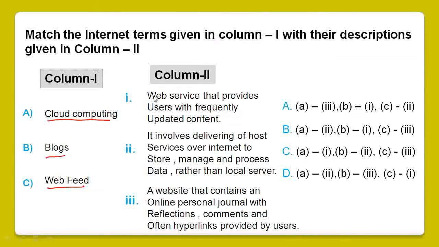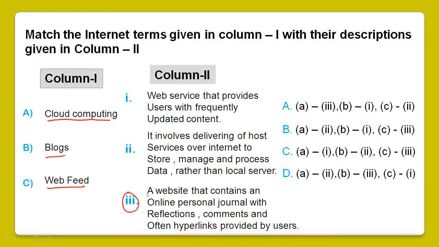If we read the statements properly, the first statement says: web service that provides users with frequently updated content. It involves delivering a host of services over the internet to store, manage and process data rather than a local server. A website that contains an online personal journal with reflections, comments and often hyperlinks provided by users. So the third is for blogs.